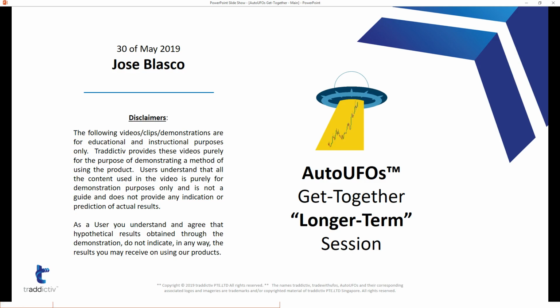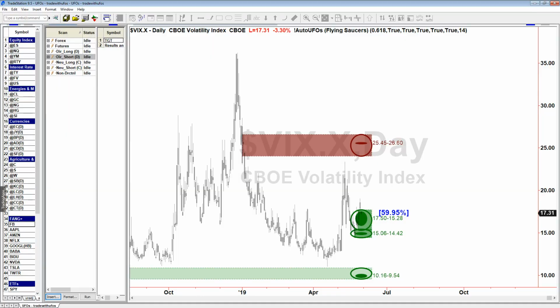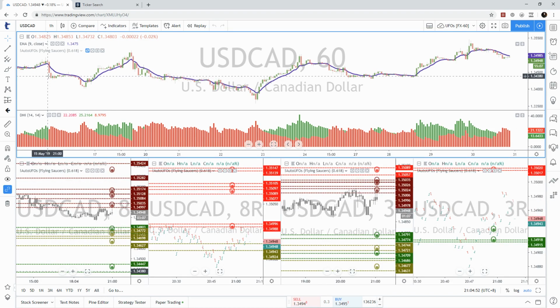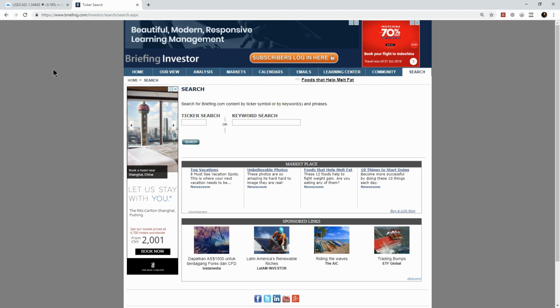Good. So we got the intro. We are all now focused on what we're going to be doing. Here is TradeStation. Apart from TradeStation, I also have TradingView ready. So when it comes to charting tools, analytical tools, and trading tools, I got my TradeStation and my TradingView ready.